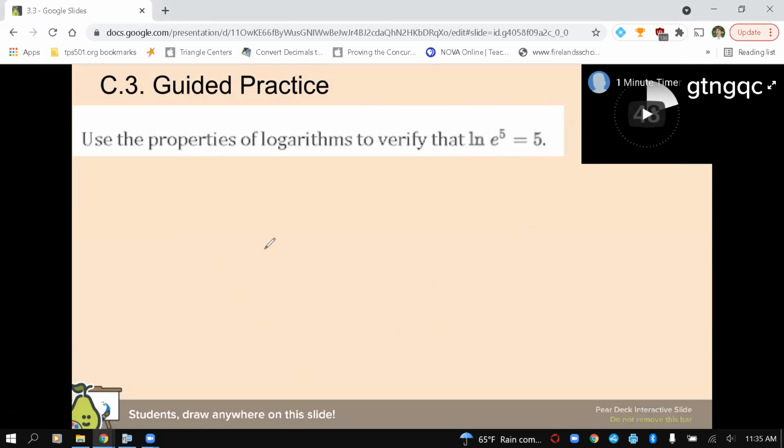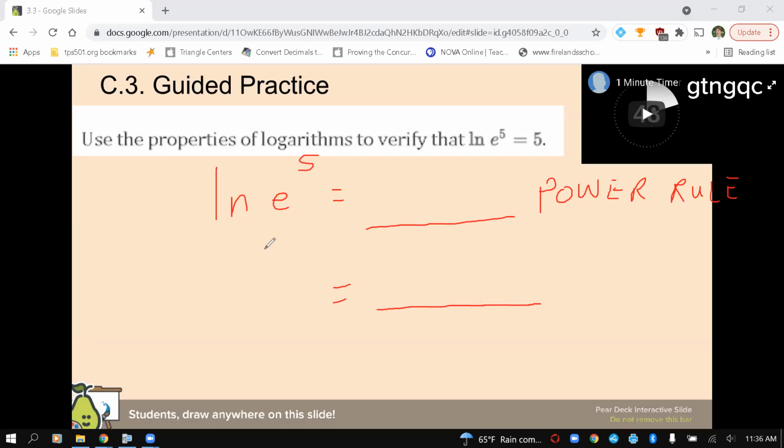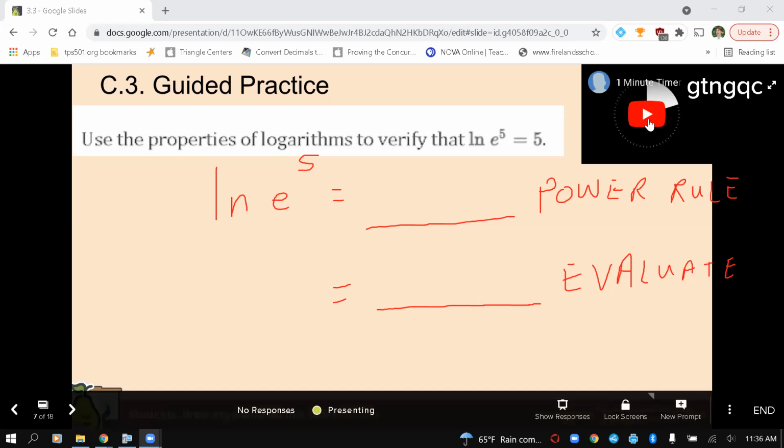You can do this in 2 steps. First, apply the power rule. Step 2. Maybe 3 steps, depending on how you write. Step 2 is a mystery. I can't really give it away. Evaluate. That's what I'll put. I can't say anymore without giving it away. I'll give you more time than you need to work on this. 1 minute.